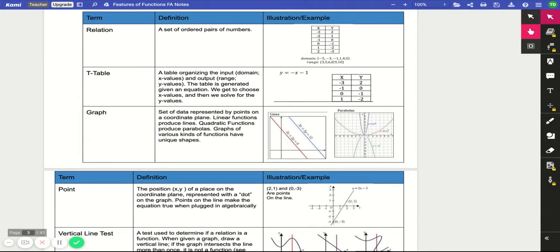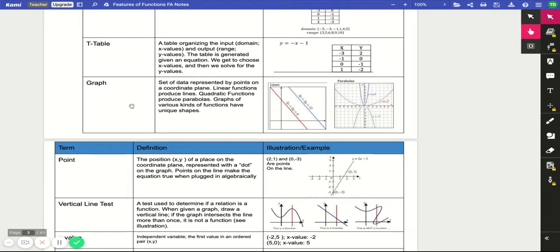Your t-table is a table organizing the input, which is your domain or your x values, and the output, which is your range or your y values. The table is generated by an equation, and we get to choose our x values, and we solve for that to get our y values.